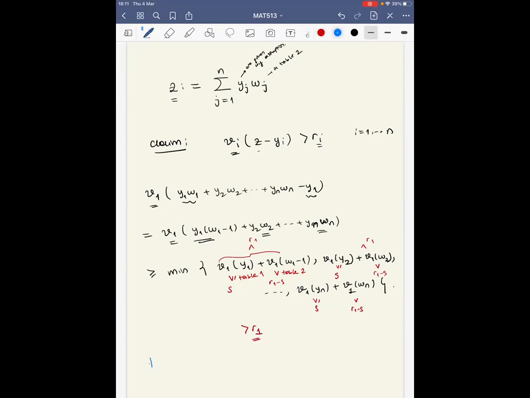And similarly, you can also check that indeed it holds for every Ri.